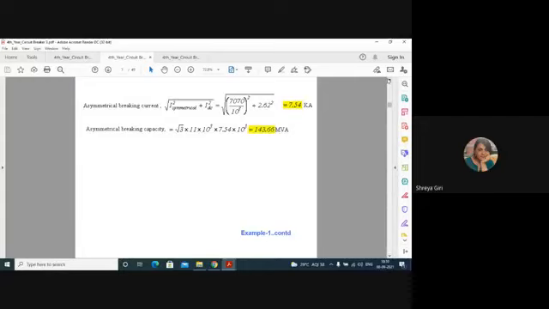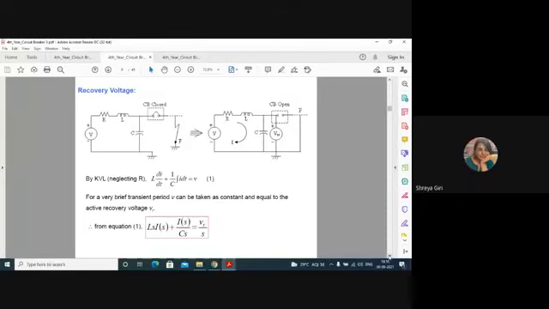Yes, ma'am. Okay, please solve these problems. These problems are very important. Unless you go through the problems and only go through the theory part, you will not be able to get a very clear picture. Now, this term is very important, the recovery voltage. What is the recovery voltage?